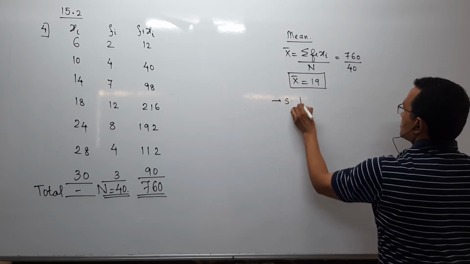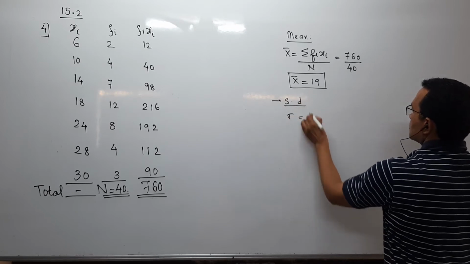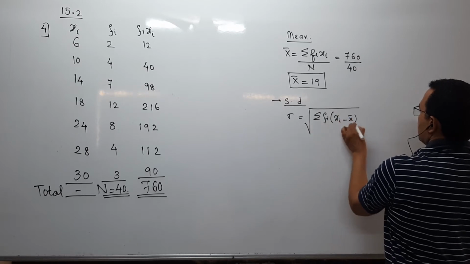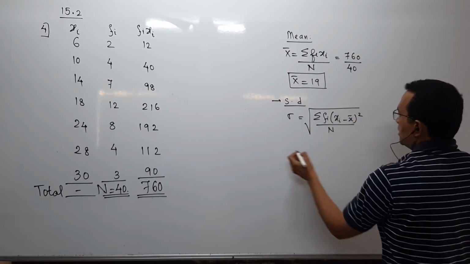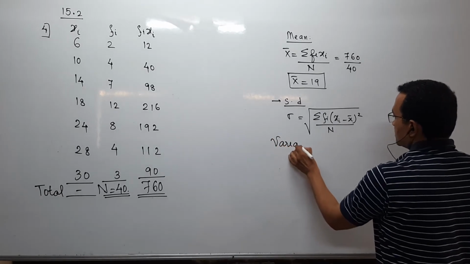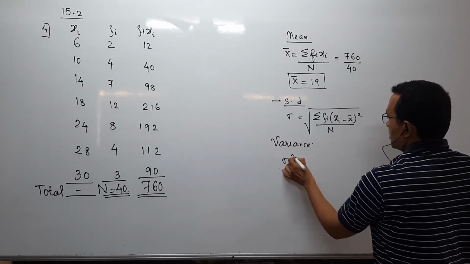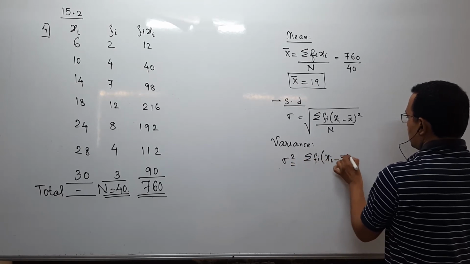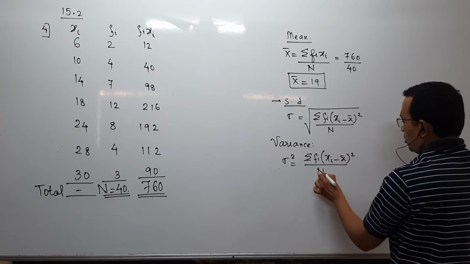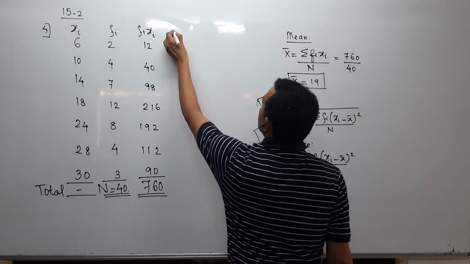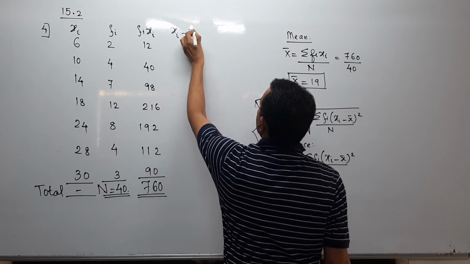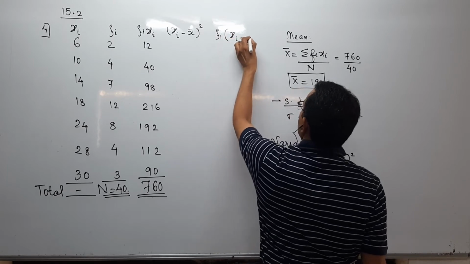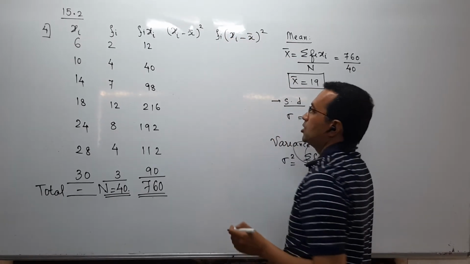So the formula of standard deviation which I am using is square root of summation fi into xi minus x bar whole square upon N. To find variance, I just square both sides. Sigma square is summation fi into xi minus x bar whole square upon N. So my next column is to be operated as xi minus x bar whole square, and the last column fi into xi minus x bar whole square.